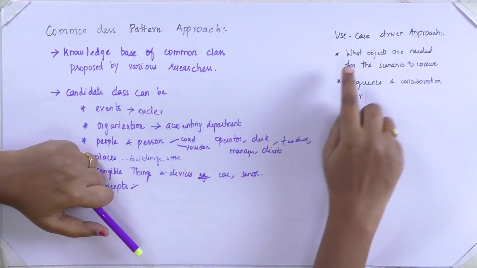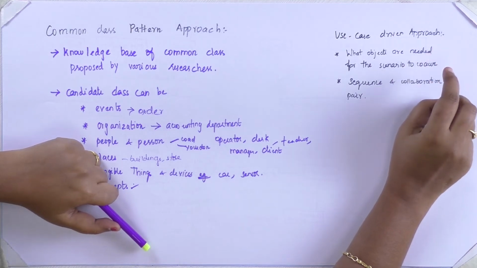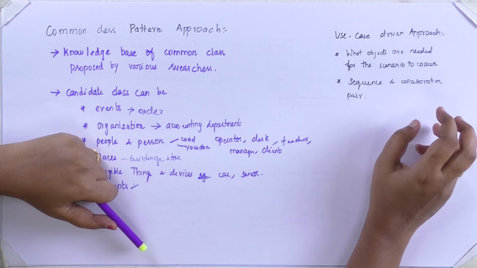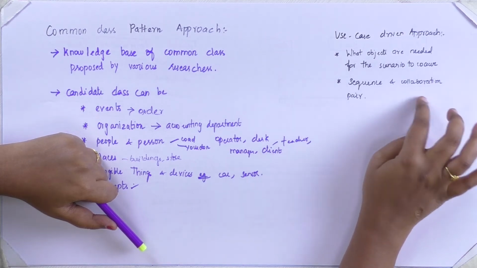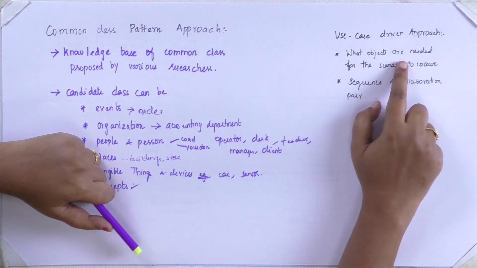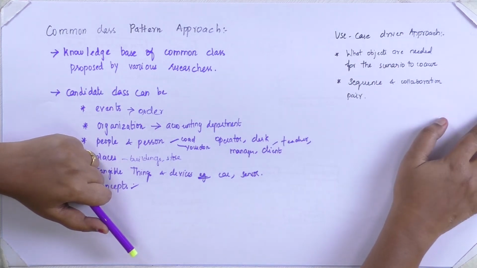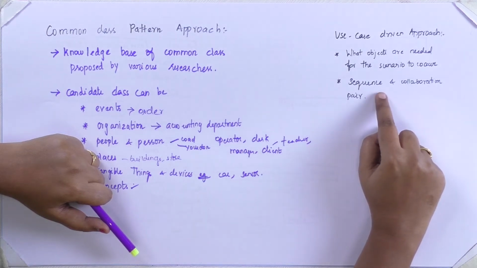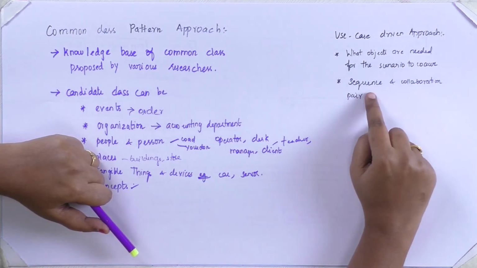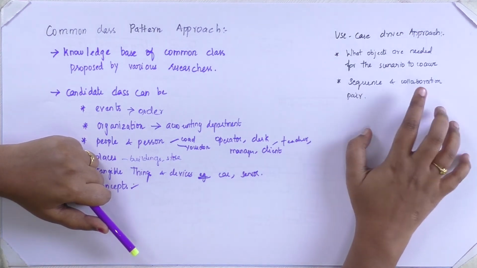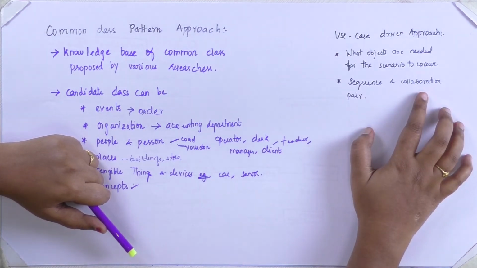The next approach is the use case driven approach. Once the system has been described in terms of its scenarios, we can examine the textual description and find out what objects are needed for the scenario to continue. So in the use case driven approach, you will be using a sequence and collaboration diagram pair. Let us see what a sequence diagram is and what a collaboration diagram is in detail.